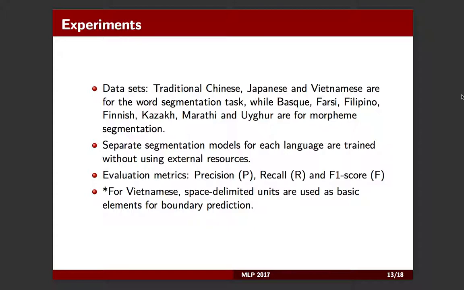So for the experiments, we have 3 languages for word segmentation: Chinese, Japanese, and Vietnamese, and also 7 other languages for morpheme segmentation. Basically, we train separate segmentation models for each language. We didn't use any external resources. Later, the evaluation results will be reported in the official evaluation metrics: precision, recall, and F1 score. For Vietnamese, we use space-delimited units as the basic elements for boundary prediction. But for the other languages, there is no language-specific adjustment.